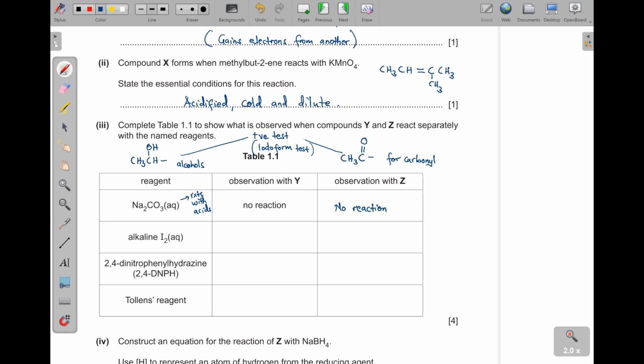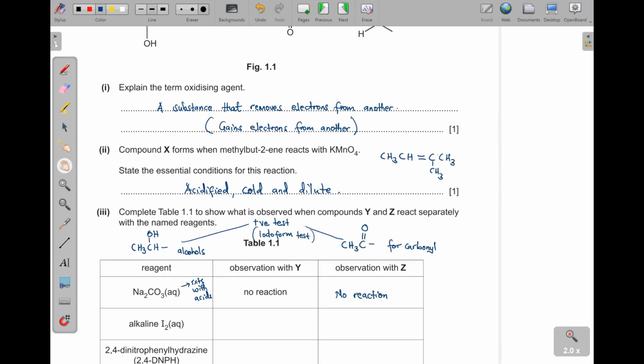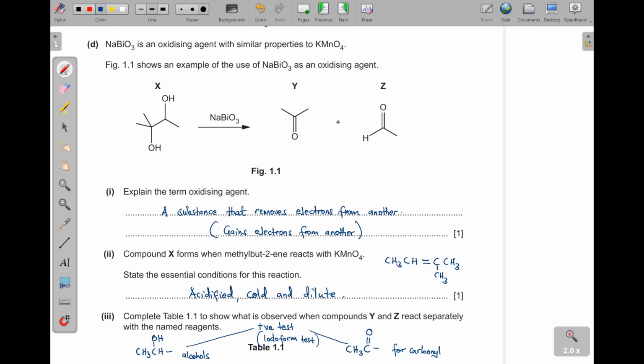triiodomethane. Now, let's look at Y here. Y has a CH3 here, a CH3 here, and then there is a carbon here. So, of course, there is CH3CO. Which group have I talked about here? You see that? So, that simply implies that Y gives a positive test.